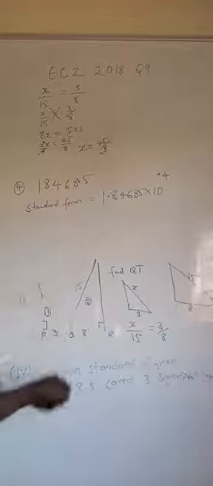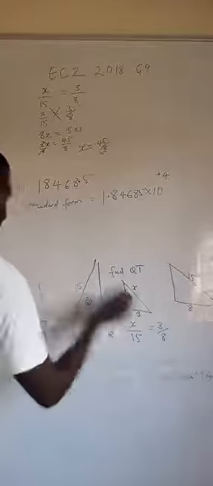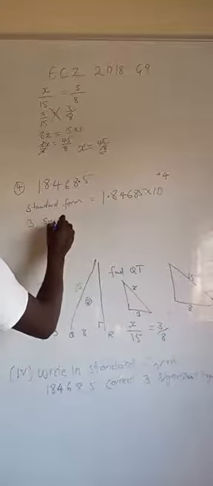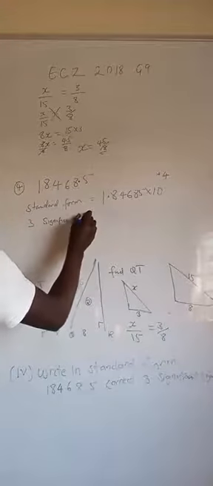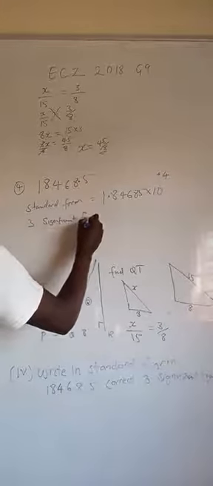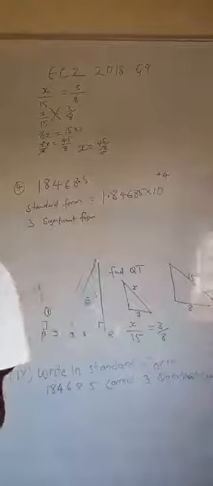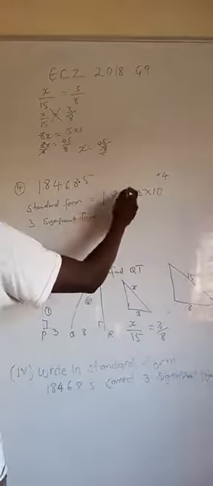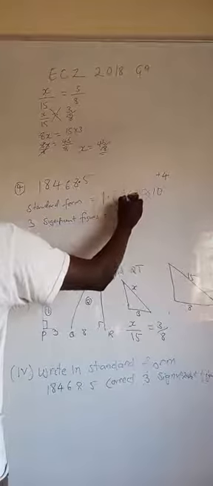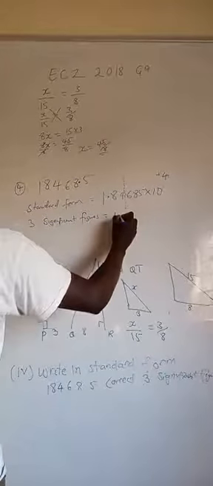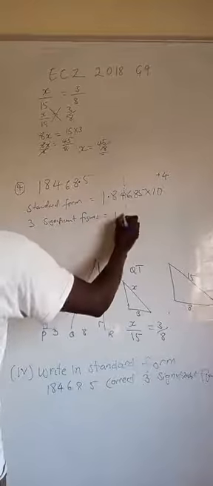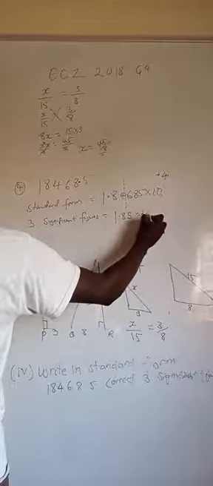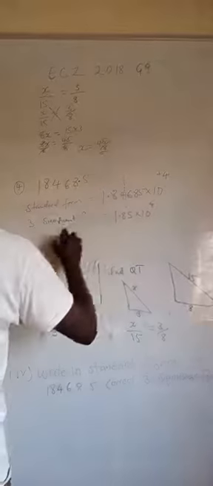And then correct to 3 significant figures. You count 3 numbers: 1, 2, 3. Then you cut it off from here. The number after is above 5, so you add 1 to the preceding number: 1.85 times 10 to the power 4. This is how you solve it.